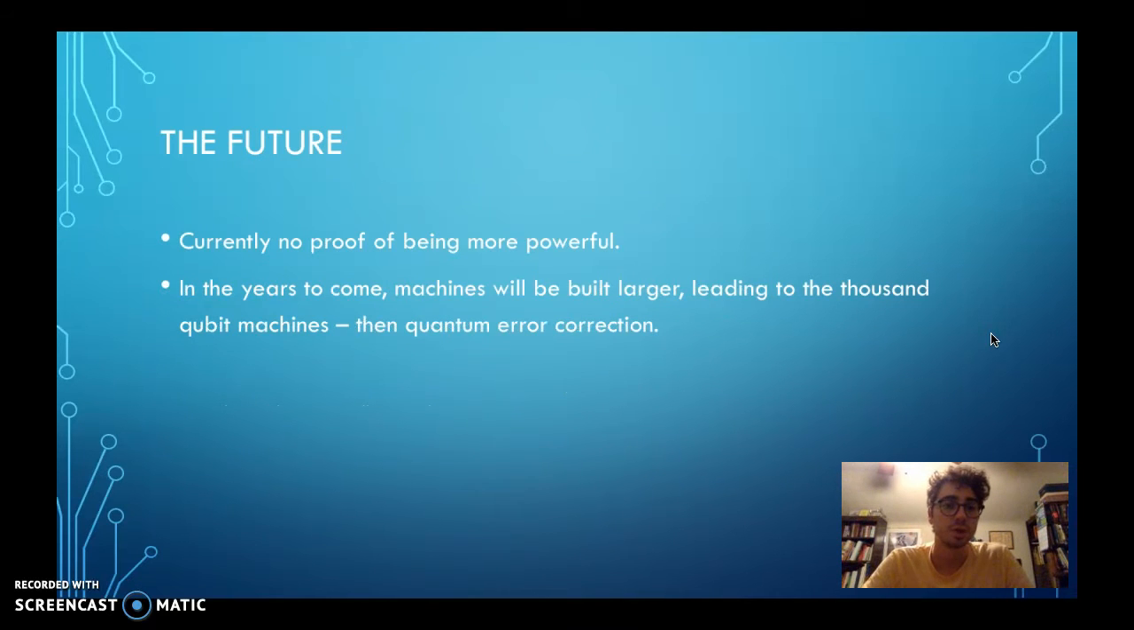So looking ahead into the future, there is currently no proof of these quantum computers being more powerful than conventional computers, but as research goes on and people are getting more access to them, there will be an increase in quantum computers being built larger and capable of more processing. And eventually this will lead to machines that contain thousands of qubits, which will then bring out the quantum error correction, which is hopefully not too far away.